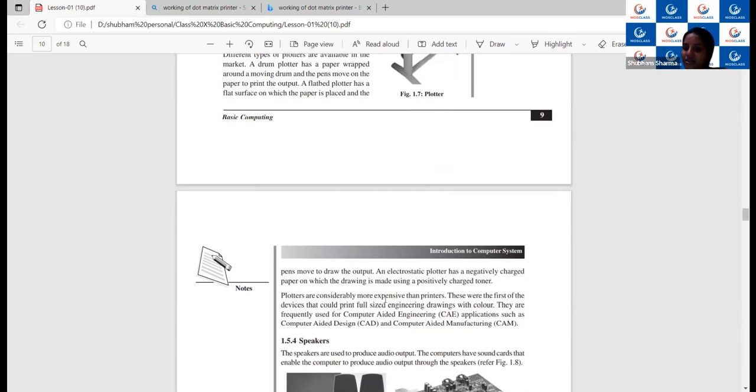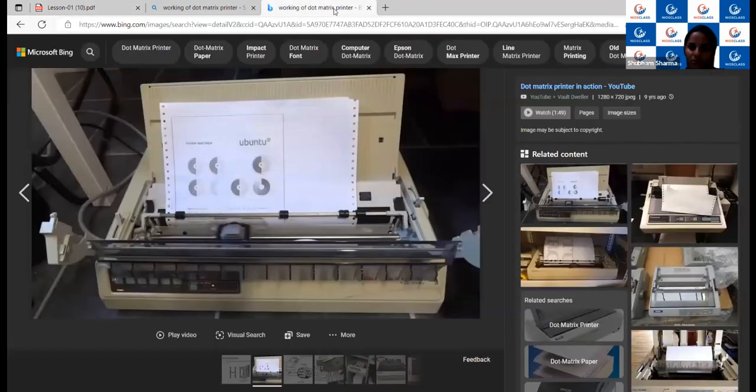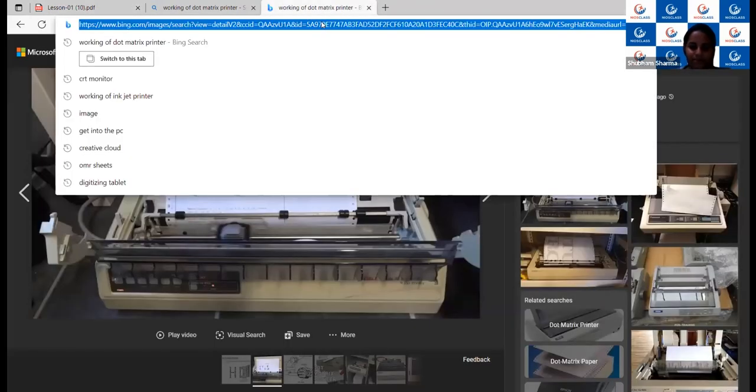So plotters are considerably more expensive than printers. These were the first devices that could print full-sized engineering drawings with color. Who used this? The computer-aided engineering applications such as CAD or CAM. You must have heard about this. So the people working here use plotters. Let me show you the working of a plotter.